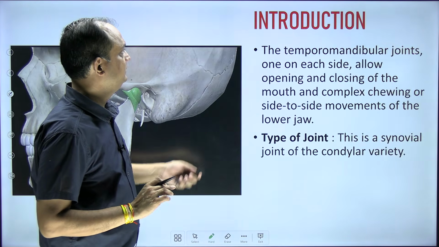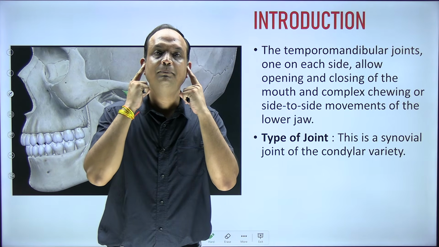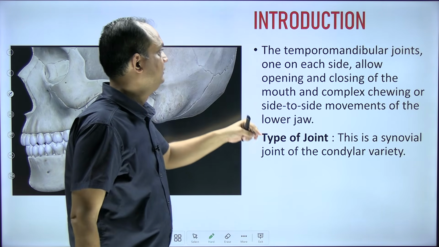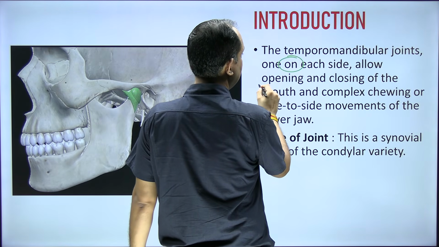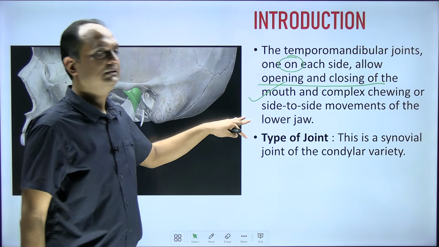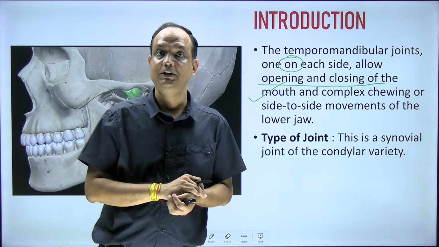When you see the temporomandibular joint, you should know that it is a paired joint, present on your right side as well as on the left side. One joint is present on each side, and it allows opening and closing of your mouth, complex chewing movement, side to side movement, and this joint is also responsible for speech.